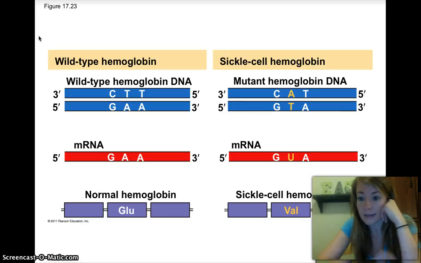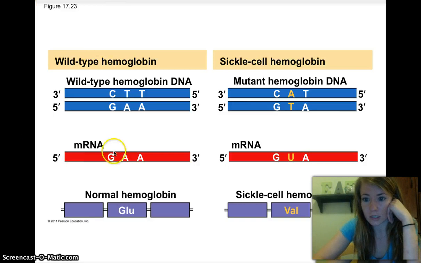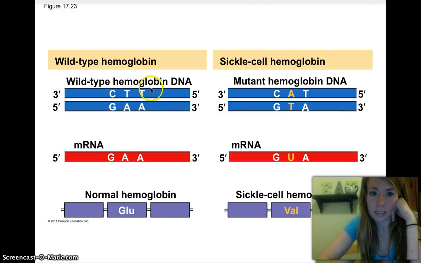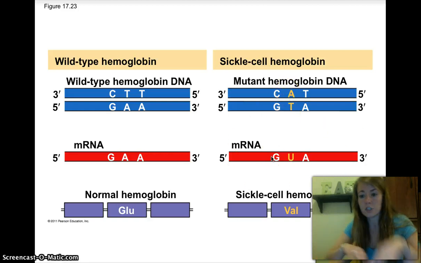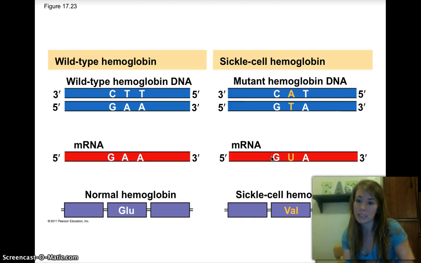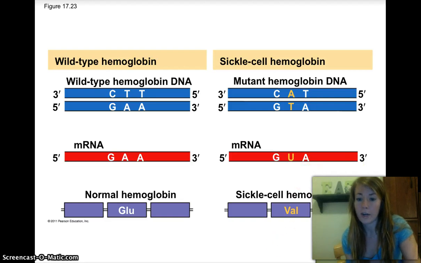So sickle cell is an example of a point mutation. Basically, here's the wild type hemoglobin, which means without a mutation, and the template strand is CTT, the non-template strand is GAA, so our mRNA is GAA, and we get glutamic acid for the amino acid. But in the sickle cell individual, this T has been substituted for an A, so this base pair is now AT instead of TA.